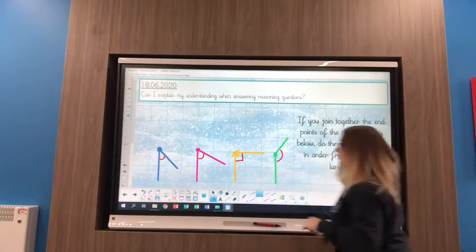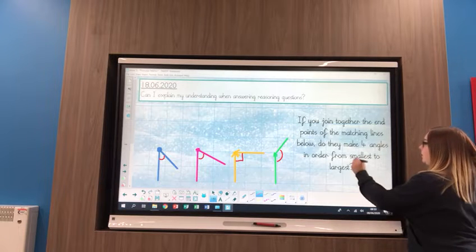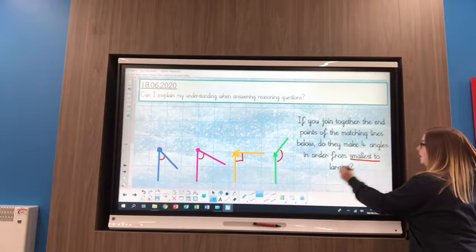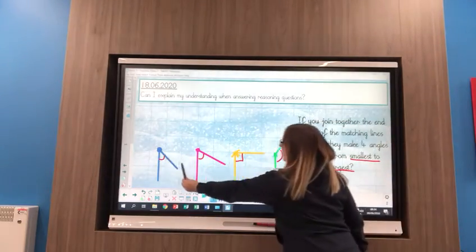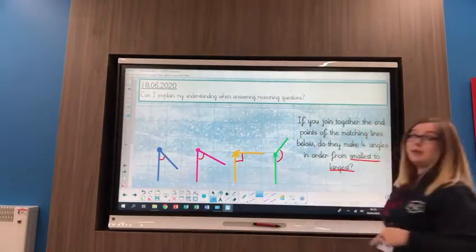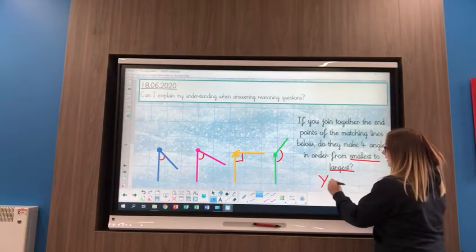So we found the angles now, and it says, do they make four angles in order from smallest to largest? So that means this is the smallest and we get bigger as we go along. And do we think they are correct? Yes.